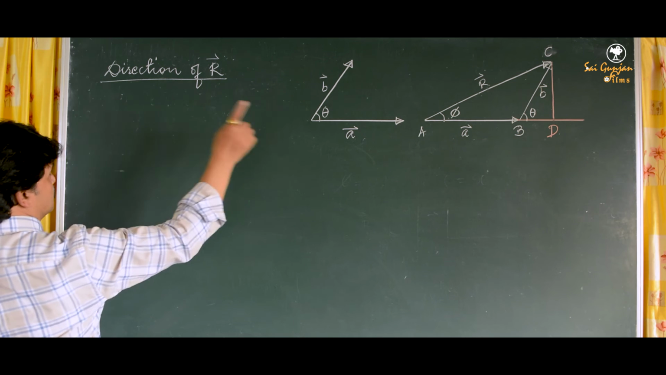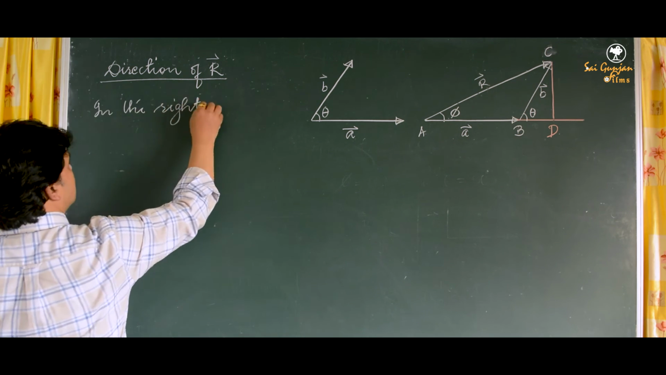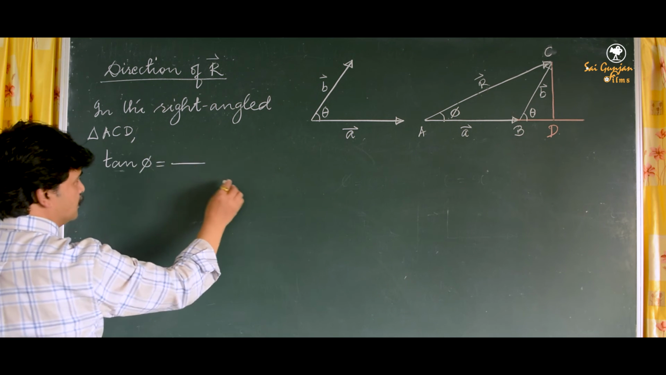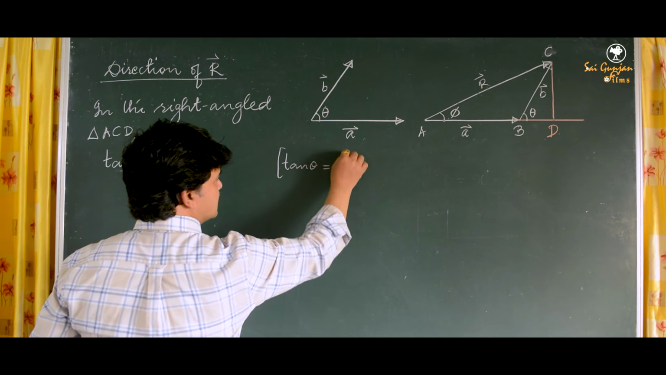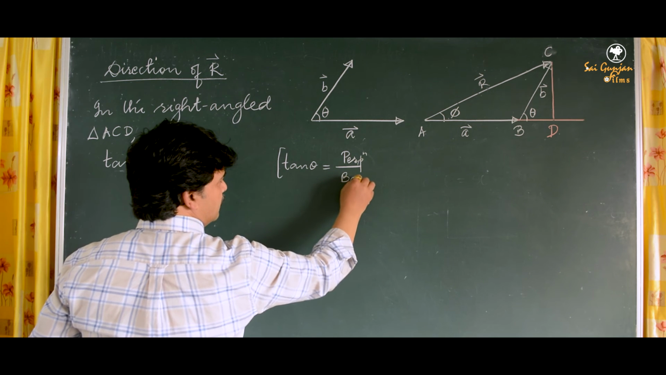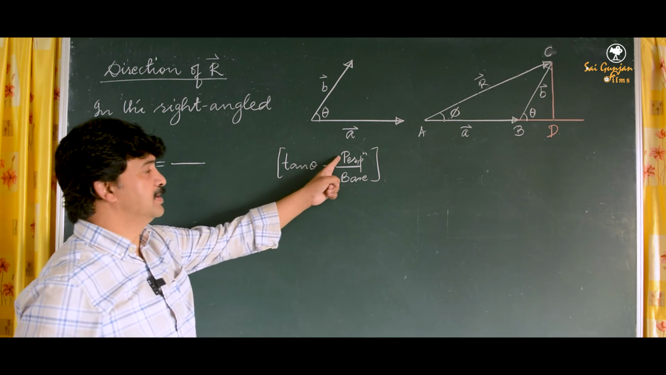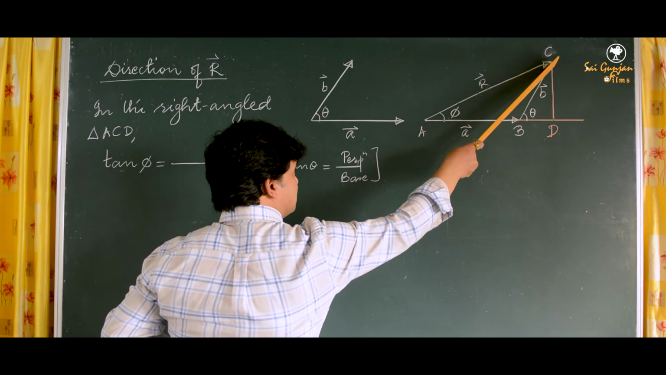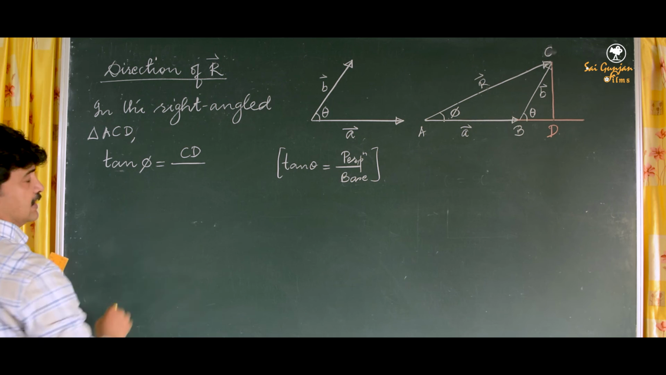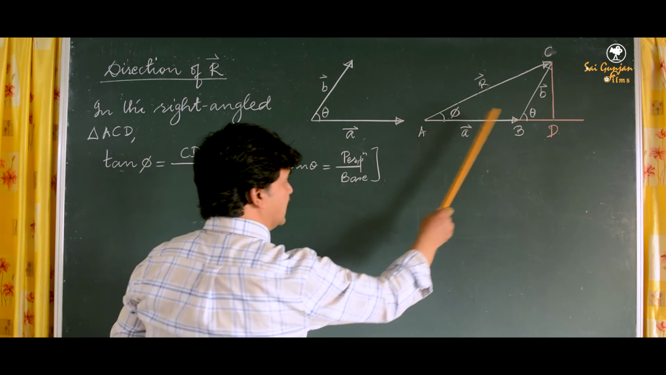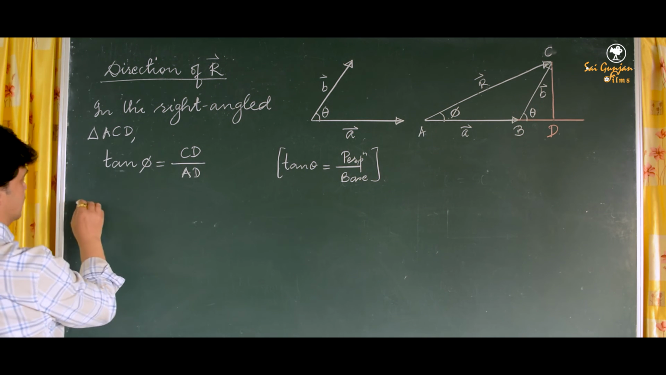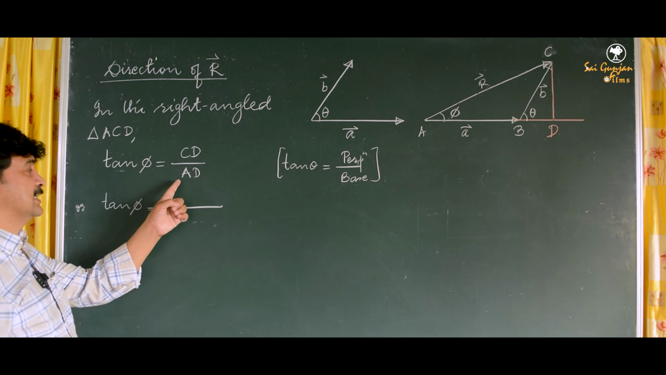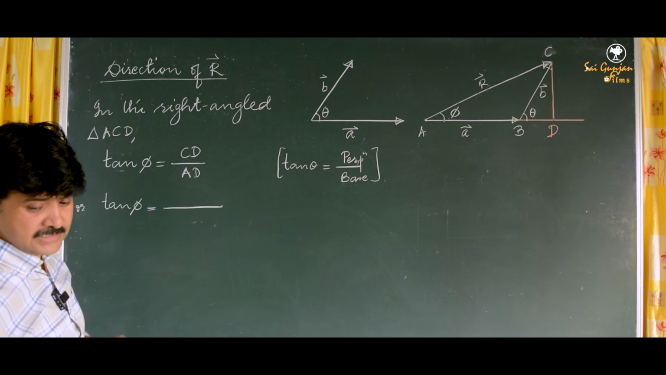For this also, I'll use the same right angle triangle ACD. So I will take tan phi. Now you know tan theta is perpendicular by base, isn't it? Now in this particular triangle, that means ACD, which is the perpendicular? This is the perpendicular, CD, isn't it? CD. Okay? And which is the base? Base is AD. This is AD. Now tan phi is equal to, let's try to put the values of CD and AD.